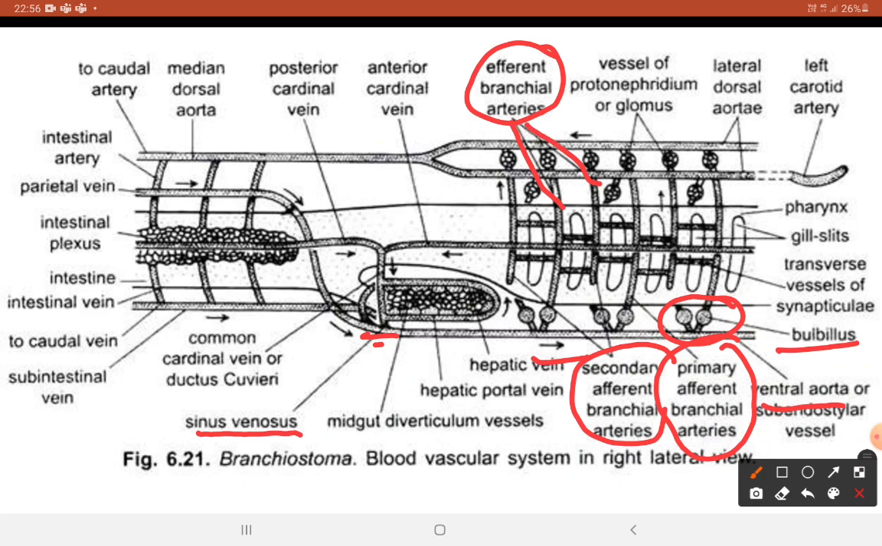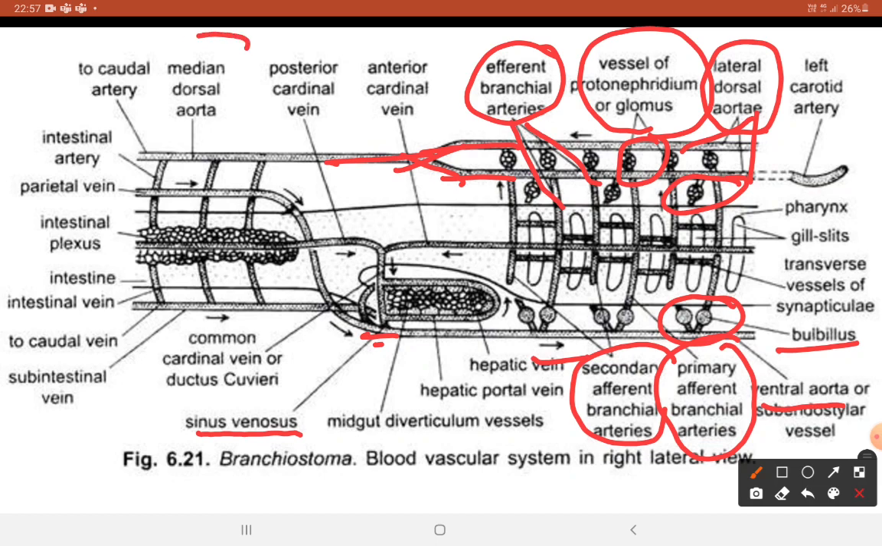These efferent branchial arteries join into two main blood vessels called lateral dorsal aortae. This is the first one and this is the second one. Before joining, they form a network in the nephridium, and hence they are called vessels of protonephridium or the glomus. And these two lateral dorsal aortae fuse to form one common median dorsal aorta.